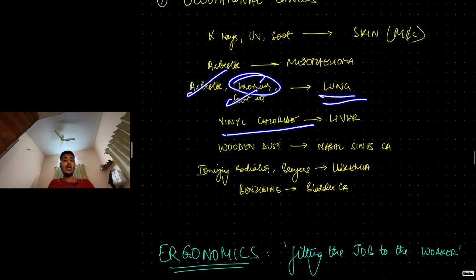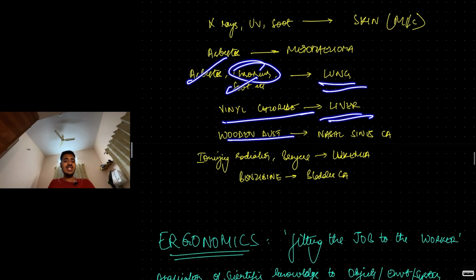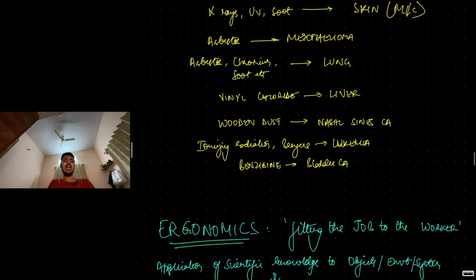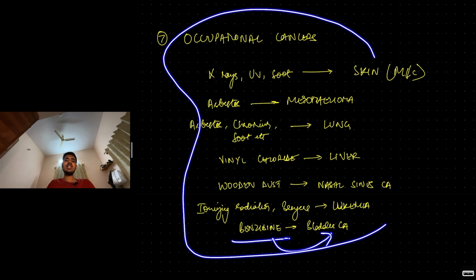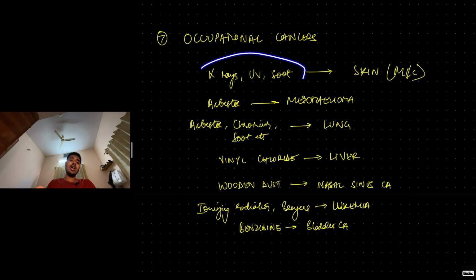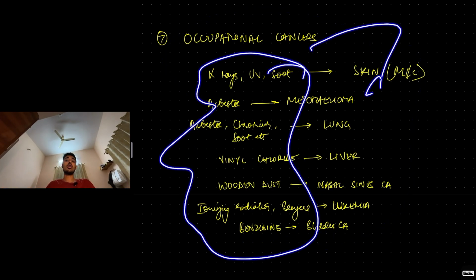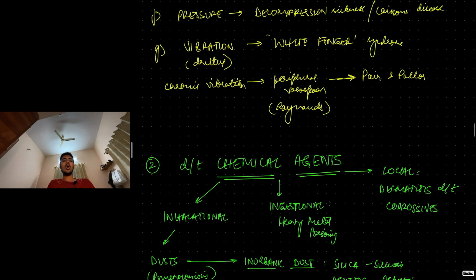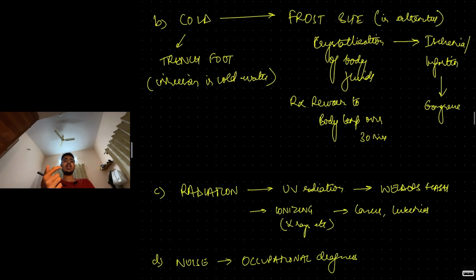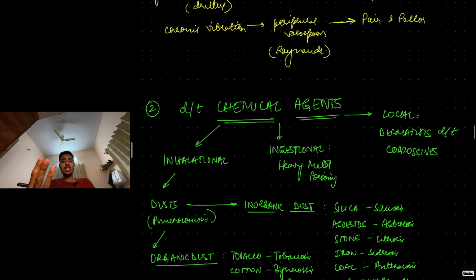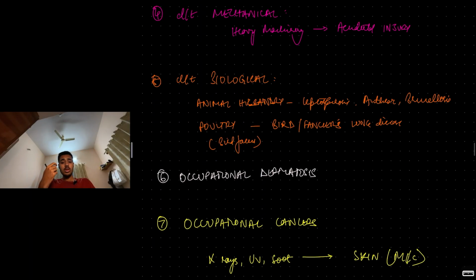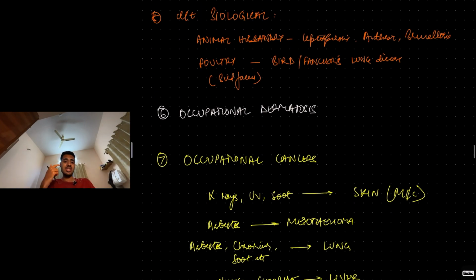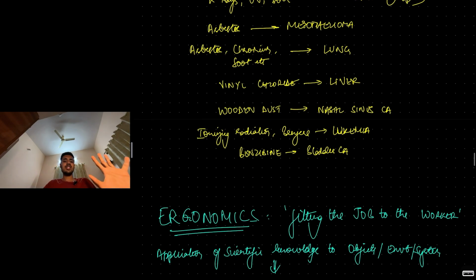Vinyl chloride, liver cancer. Wooden dust inhalation, say nasal sinus carcinoma. Ionizing radiation, benzene can lead to leukemias. Benzidine can lead to bladder cancer. So these are all certain occupational exposures where, if you have exposure to any one of these, it can lead to occupational cancers. Most common occupational cancer, skin cancer. Okay. So what are the agents? You have physical, chemical, biological, psychological, mechanical, occupational dermatosis, occupational cancer. So these are all the agents causing occupational disease.